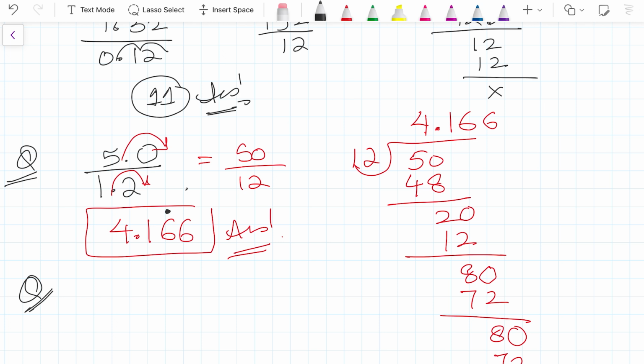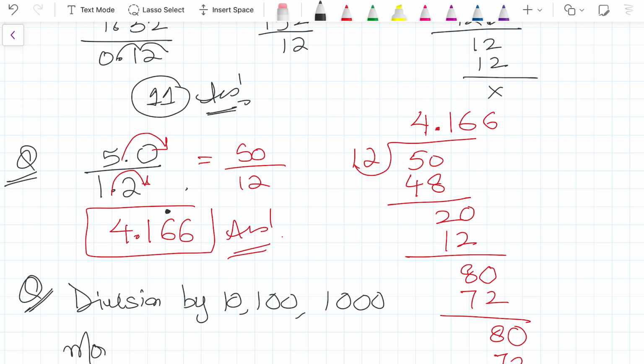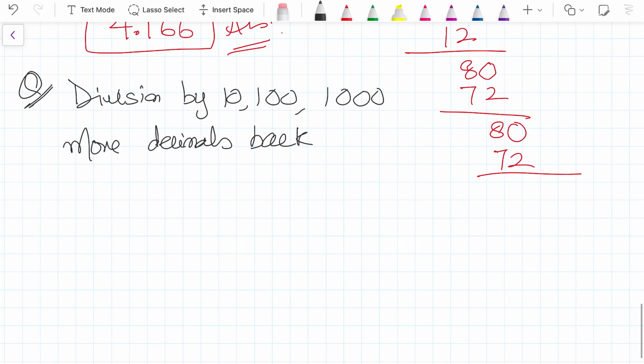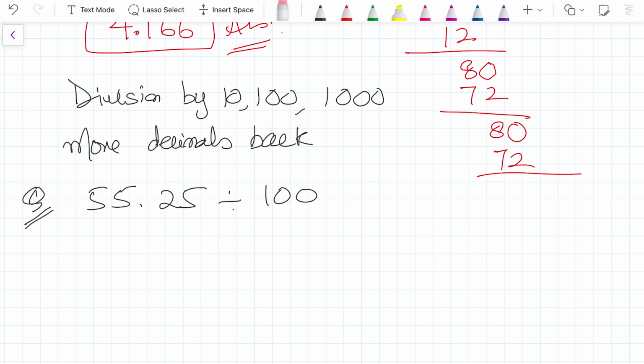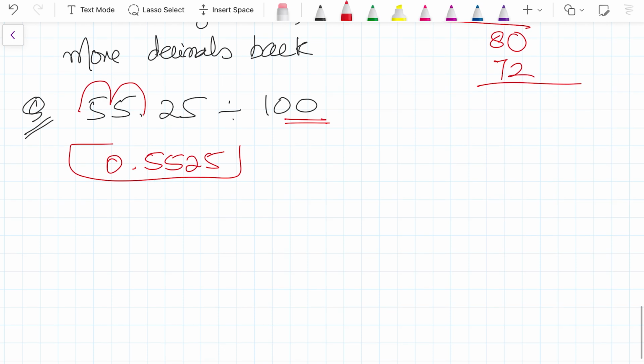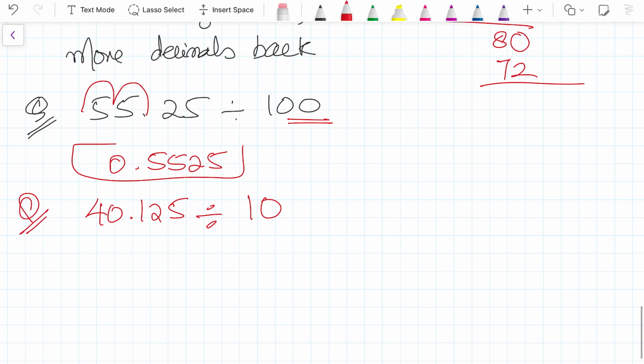Let's do another example. Let's do division by 10, 100 and thousands. So we move decimals back. Meaning, if you have something like 550.25 divided by 100. This is my question. So we move 2 decimals back because there are 2 zeros. So it becomes a 0.5525. Another question. 40.125 divided by 10. Just move 1 decimal back. 4.0125.